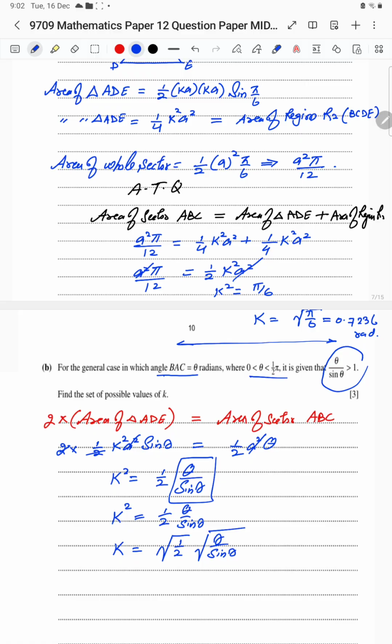This was already given in the question, that this is greater than 1. So here I can finish the result: 1 by root 2 is less than k less than 1. I can finish my answer with this condition. These are the possible values of k that can fall in this region.